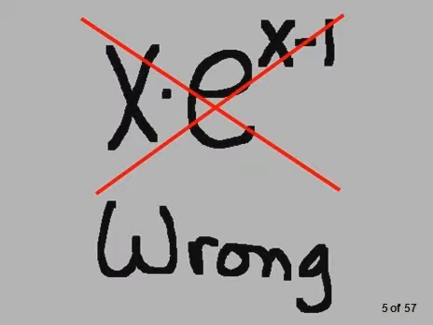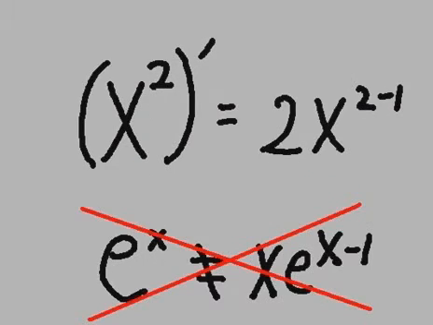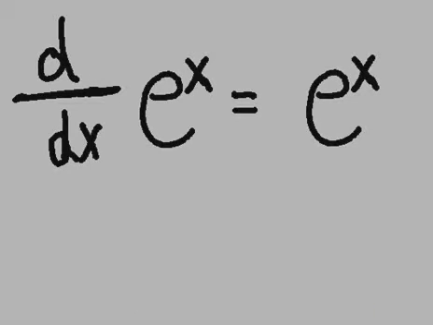But this is wrong because e to the x, e is a number, x is the exponent. So we don't do it the same way. X times e to the x minus 1 power is wrong. Once again, top part is right, bottom part is wrong. So the derivative of e to the x equals e to the x. How does that happen?